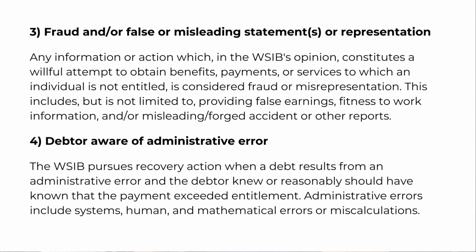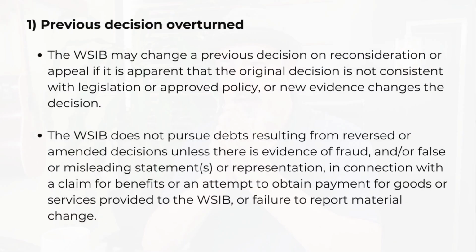The WSIB pursues recovery action when a debt results from an administrative error and the debtor knew or reasonably should have known that the payment exceeded entitlement. Administrative errors include systems, human and mathematical errors or miscalculations. Again, those seem to be pretty straightforward. So the next section, I'm going to talk about 4 situations when the WSIB does not pursue recovery of the debt. So number 1, previous decision overturned.